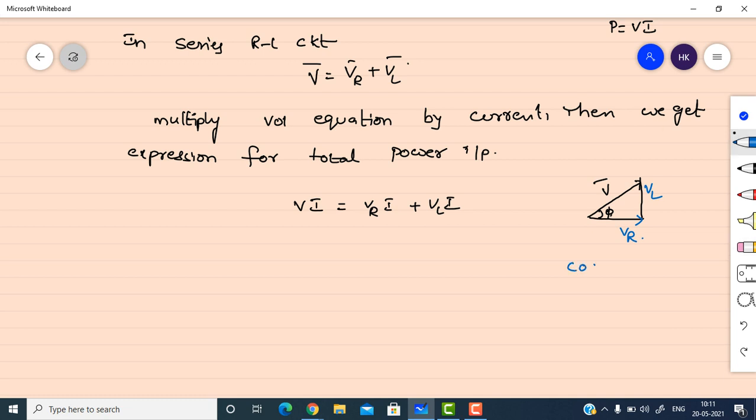So if you write cos phi is equal to VR by V, from this, VR is equal to V cos phi. And if you write it for sin phi, for this triangle, sin phi is equal to opposite side by hypotenuse, VL by V. Therefore, VL is equal to V sin phi.